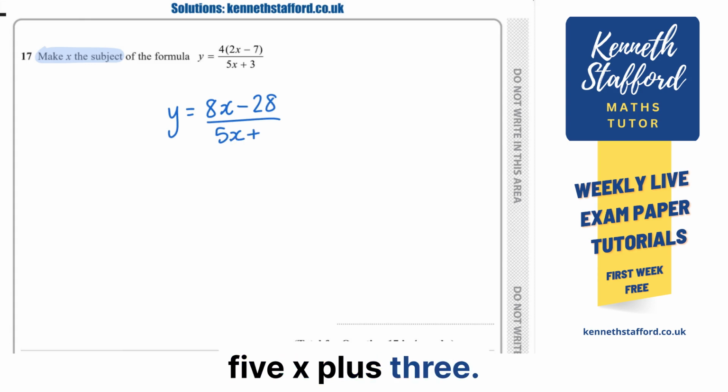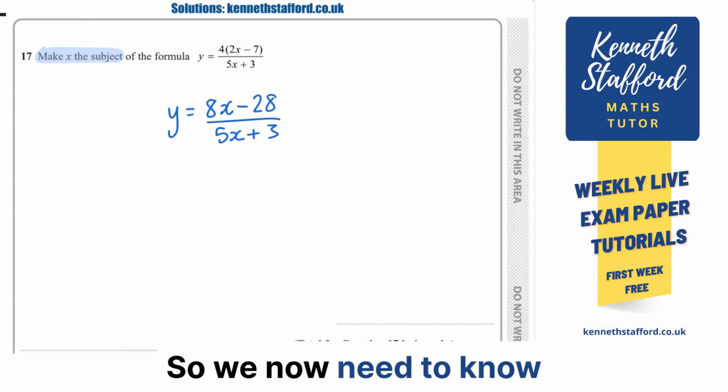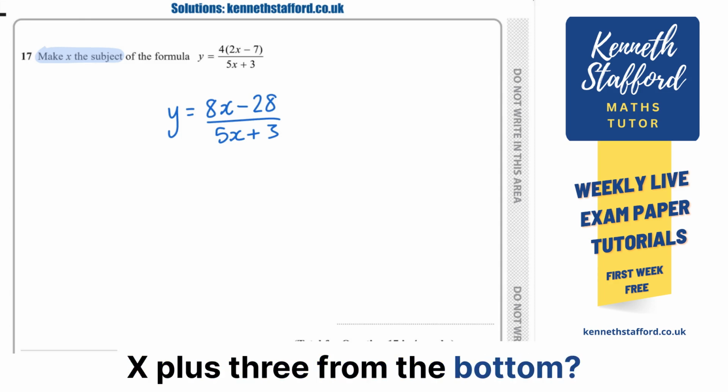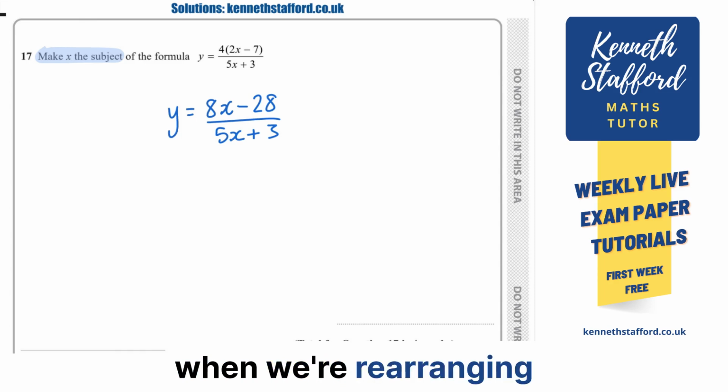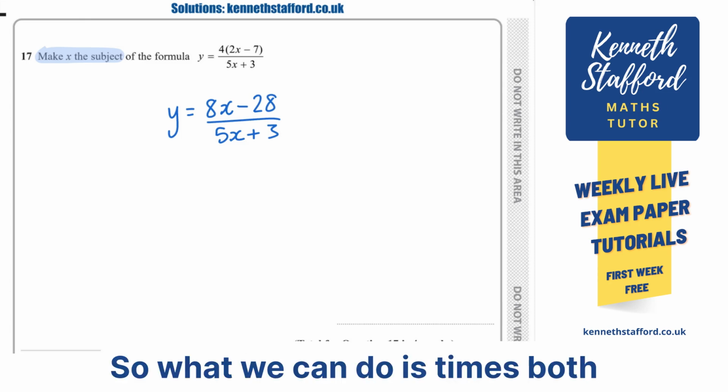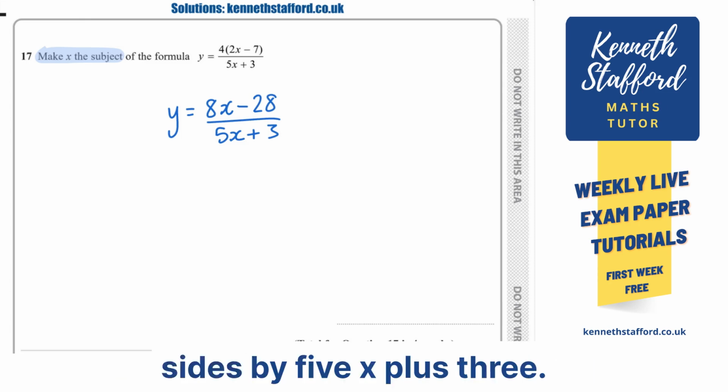And we got 5x plus 3. So we now need to know what to do here. How do we get rid of this 5x plus 3 from the bottom? We never really want fractions when we're rearranging a formula, particularly as we want x as the subject. So what we can do is times both sides by 5x plus 3.